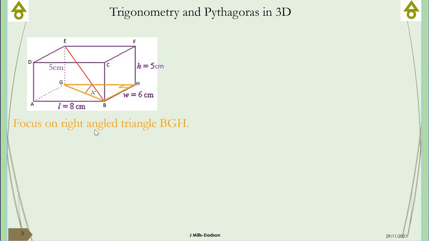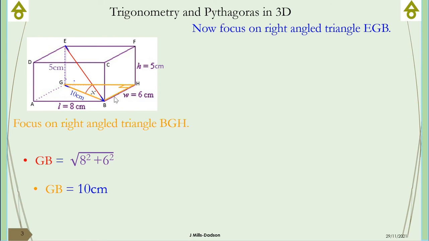Looking at triangle BGH, you can see this is the diagonal or the hypotenuse, and this side is 6 and this side is 8. So GB is equal to the square root of 8 squared plus 6 squared, and that gives me 10. So I know this side to be 10. Looking at EGB, I have 5, 10, and the interior angle X. Let's pull it aside.